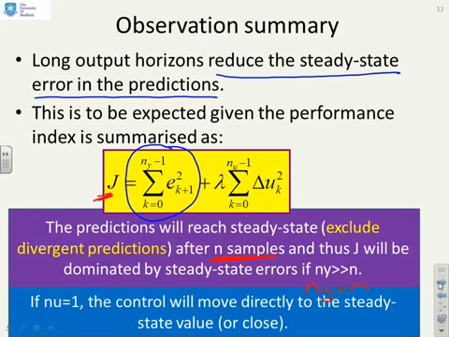If NU equals 1, then in essence what's going to happen for a large NY is the control will move directly to the steady state value or close to it. And that's what you will have noticed in all these examples, that the steady state error in the predictions was small and got smaller as you increased NY and therefore increased the dominance of the steady state error. And of course the downside is you therefore were totally ignoring the transients in the predictions.